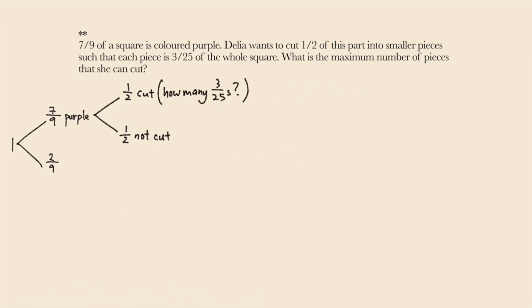And we're going to ask ourselves, how many 3/25s can be obtained from the portion that's to be cut? Because each piece is 3/25. So think of it as 3/25, 3/25, 3/25. How many 3/25s in this? So, well, to be cut, what's it? It's definitely not half. What fraction of the total is going to be cut? It's half of 7/9. Well, that's 7/18.